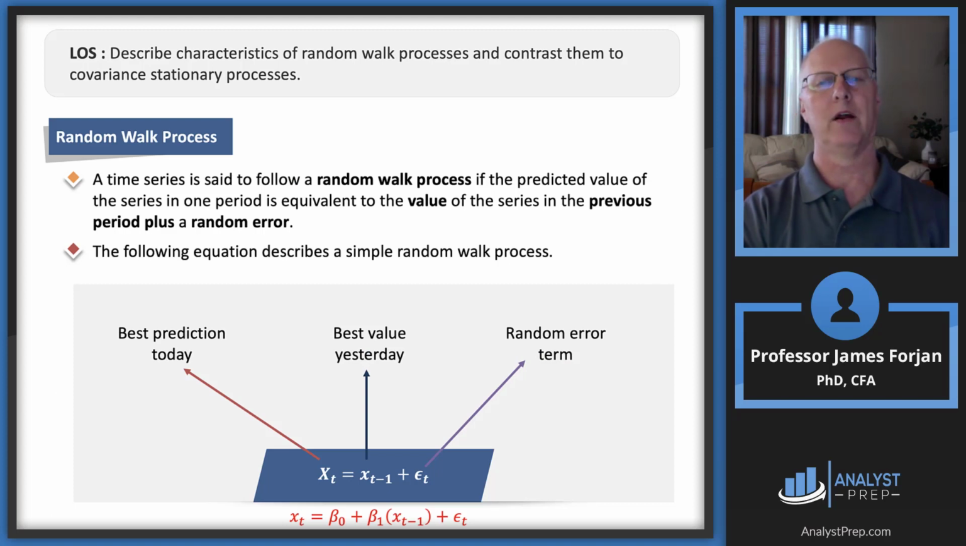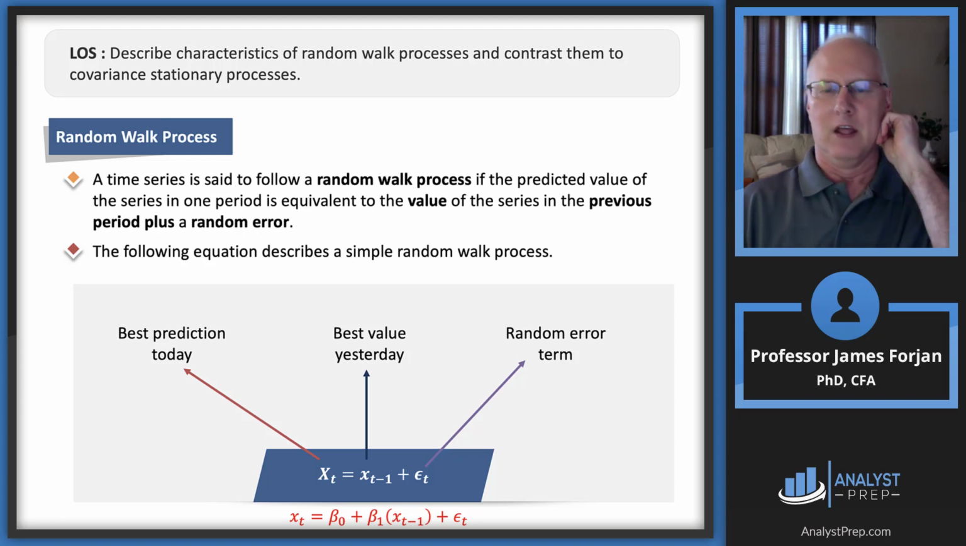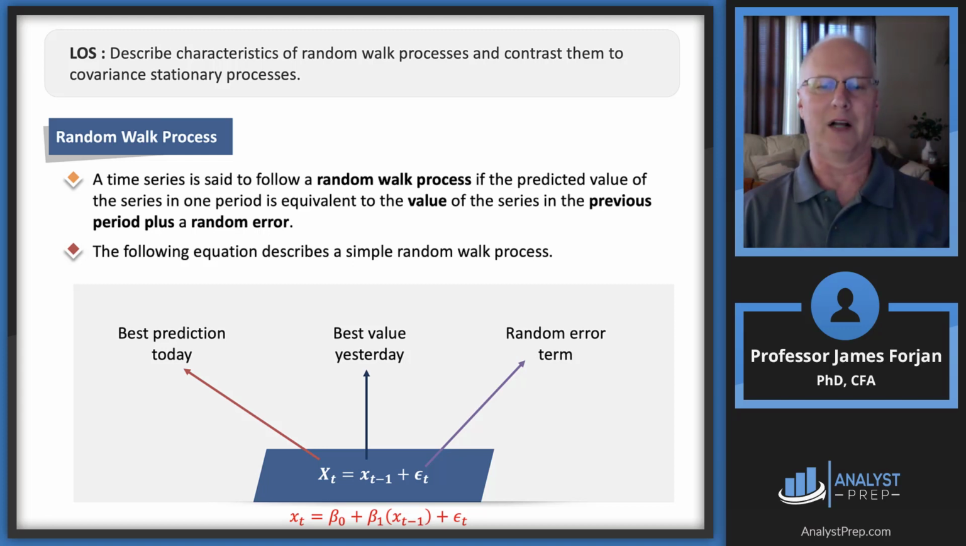I think this is where candidates start to begin having challenges from a statistical perspective. So let's go ahead and start talking about a random walk and contrast them to our covariance stationary processes. All right, a random walk. Let's just skip down to the blue box. This is a random walk model. So xt is our variable today, and xt minus 1 is our variable yesterday plus a random error term.